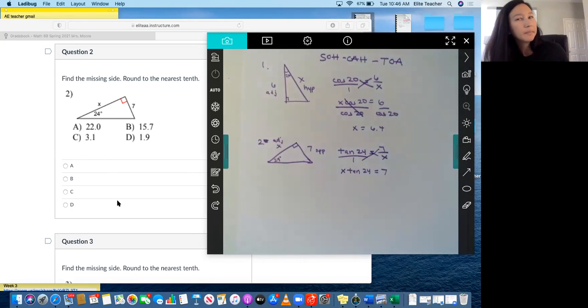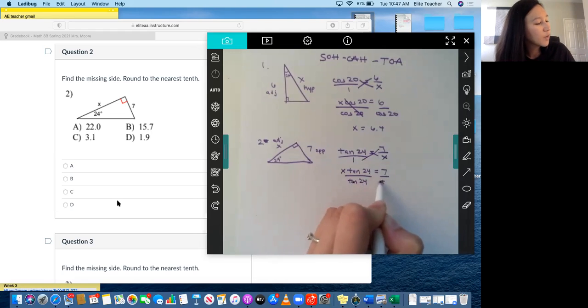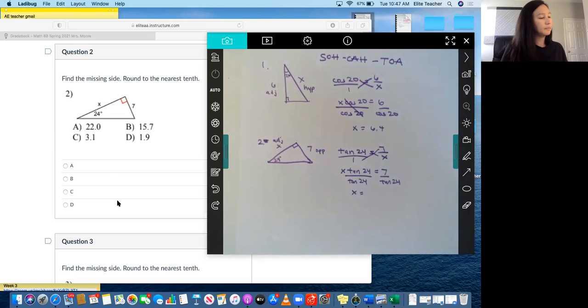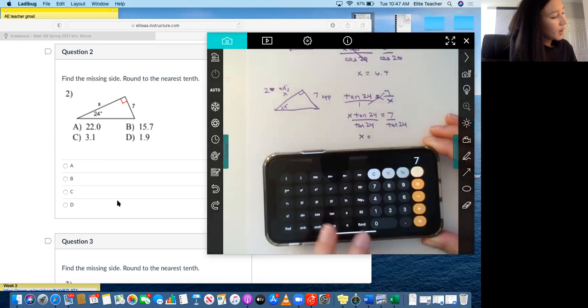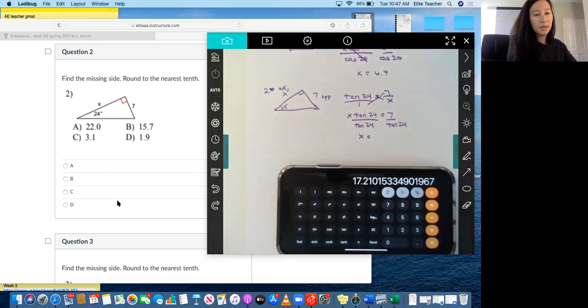And then what do I need to do? Anyone? How do I get rid of this? I just need x, right? So then we have to divide by tangent 24. So x equals 7 divided by 24 and tangent, which is 17.2.